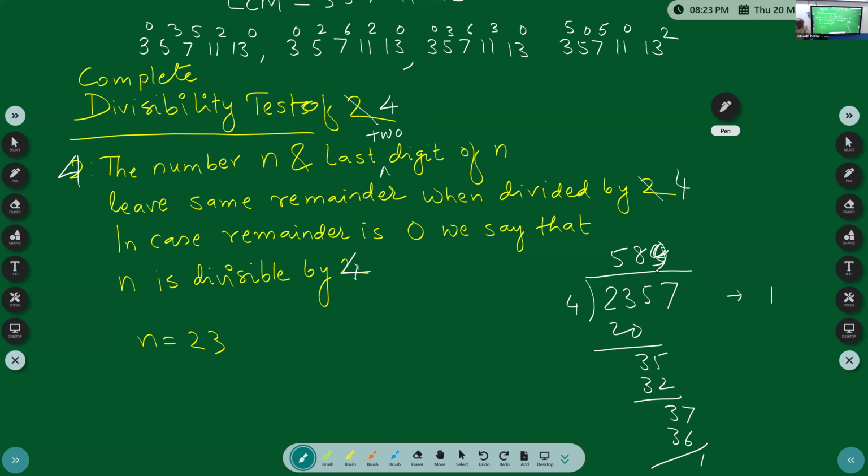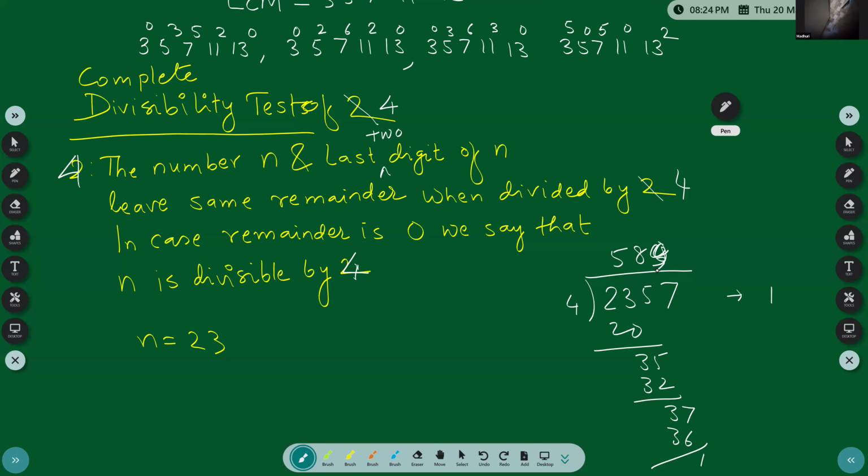Good. Now we need to figure out why it is working. Why is this test working? What is the divisibility test of 8? Last three digits should be divisible by 8. Or number n and the last three digits of number n leave the same remainder when divided by 8. In case the remainder is 0, we say that the number is divisible by 8. So why are we getting something like this?